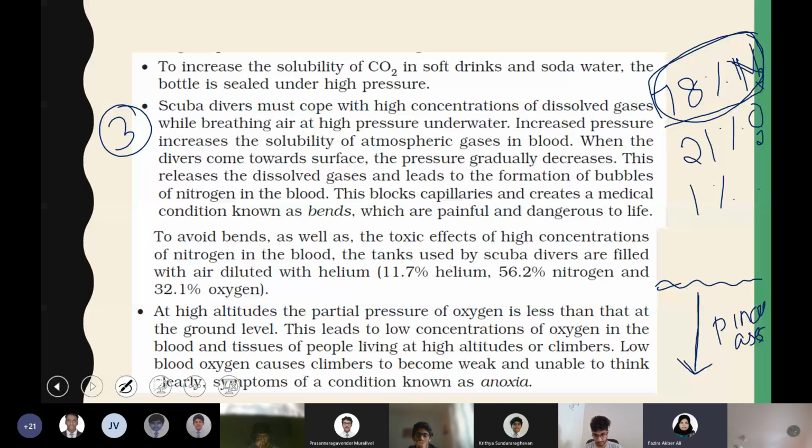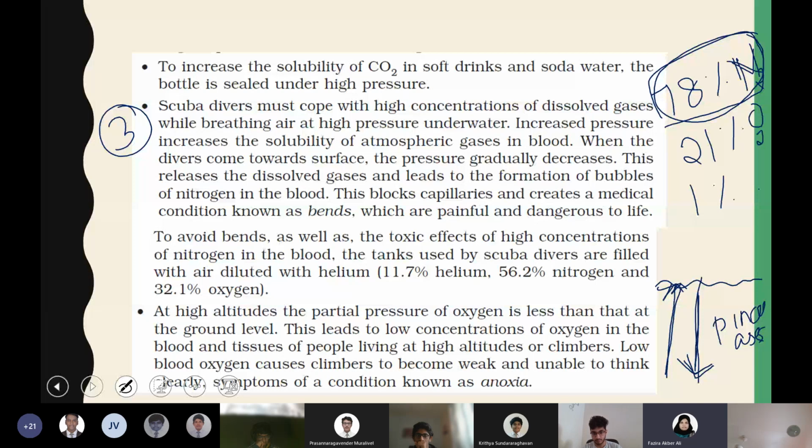But when you're going scuba diving, to the bottom part of the sea, where the pressure is very high, because of the higher pressure more nitrogen will get dissolved in our blood. After the diving, when you're coming back to the sea level, what happens to the pressure? Pressure decreases, because when you're going down, pressure increases, and when you're coming up, the pressure decreases.